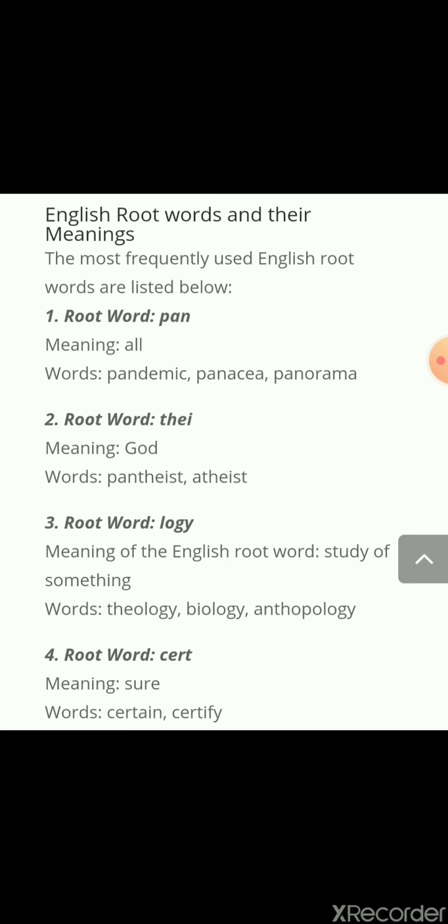Root word logy. Logy. The meaning of the English root word is study of something. Words like theology, biology, anthropology. Next root we have is cert, C-E-R-T.